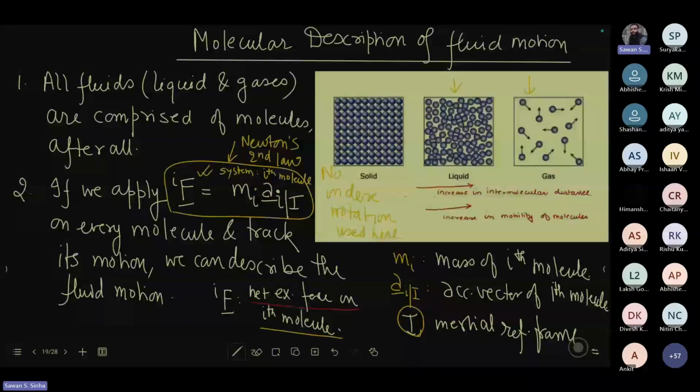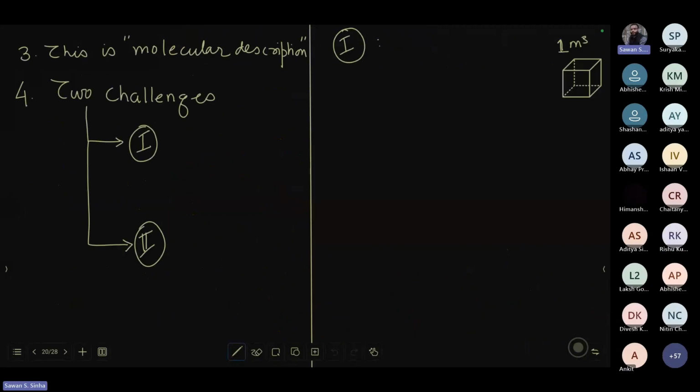All right. So the equation is known. I know everything is made up of molecules. Why don't we apply this for each and every molecule? And that will become what we call the molecular description of fluid motion. Now this conceptually is very straightforward. However, this method has limitations, or rather I would say there are two major challenges you will face if you try to use molecular description of fluid motion.